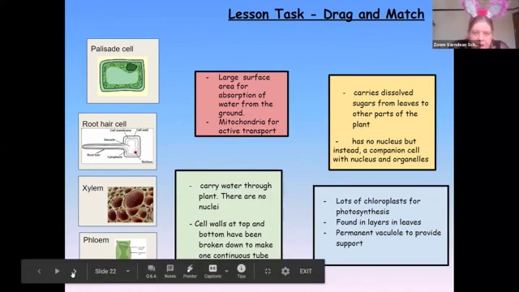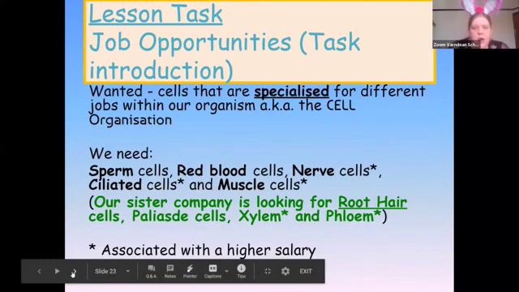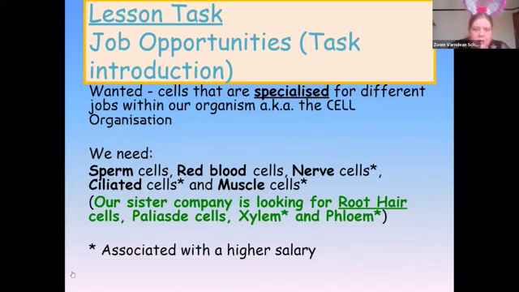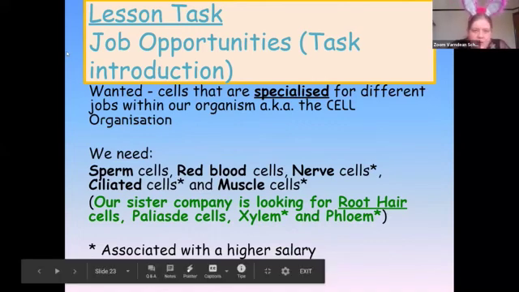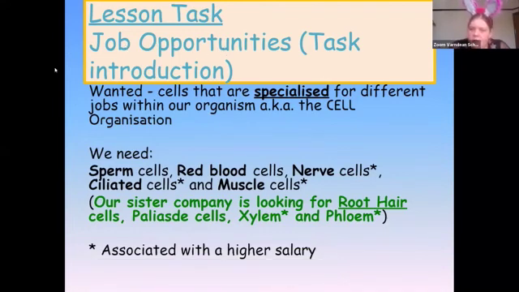And then this is my favourite task that I want to introduce you to. And I love seeing responses to this because you guys have got such creative imaginations. And honestly, when you get creative, it makes us science teachers really happy and we like reading them. So this is a little writing task, okay? And the idea is that there's a job opportunity for a specialised cell, within the cell organisation. So they're looking for either sperm cells, red blood cells, nerve cells, ciliated muscle cells, or maybe some other type of cell that feels like applying.